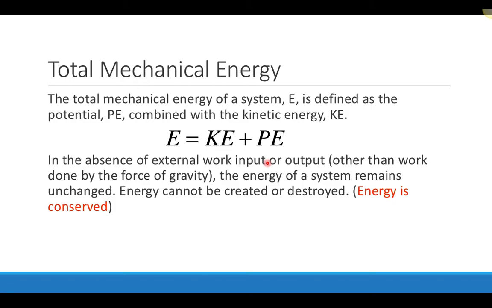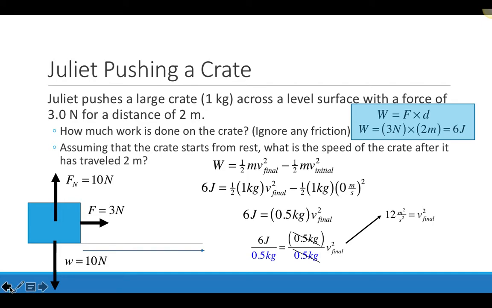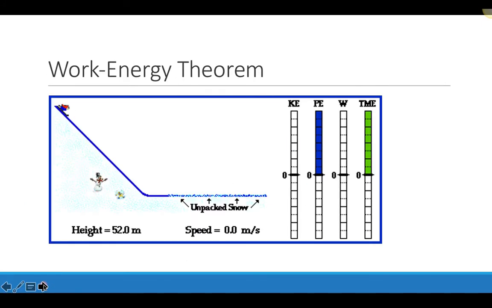So it turns out that in the absence of any external input or output of work other than work that's done by gravity, the total energy of a system remains unchanged. So what does that mean? Basically, you can have a system that has potential energy, similar to the picture that we looked at previously, so I'm going to flip back a couple slides for a second. There we go. So we have a system that has potential energy, and as it falls, the potential energy is decreasing and the kinetic energy is increasing.